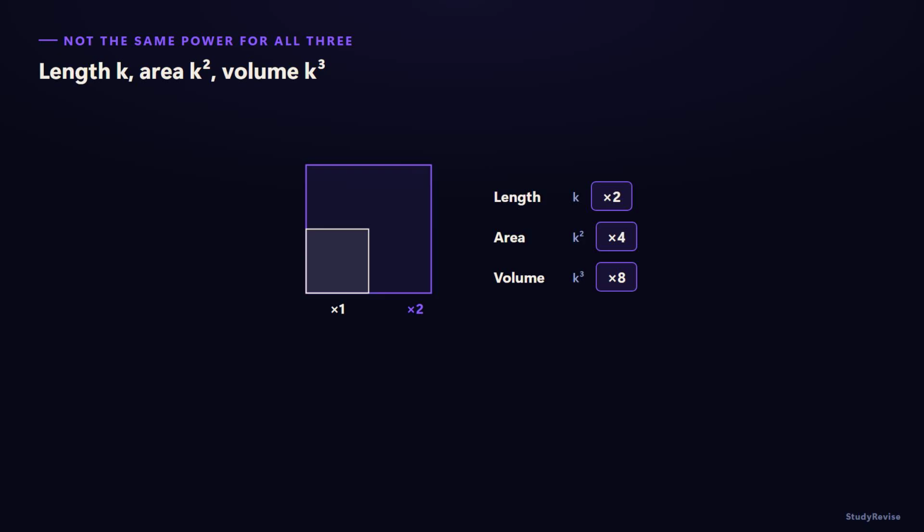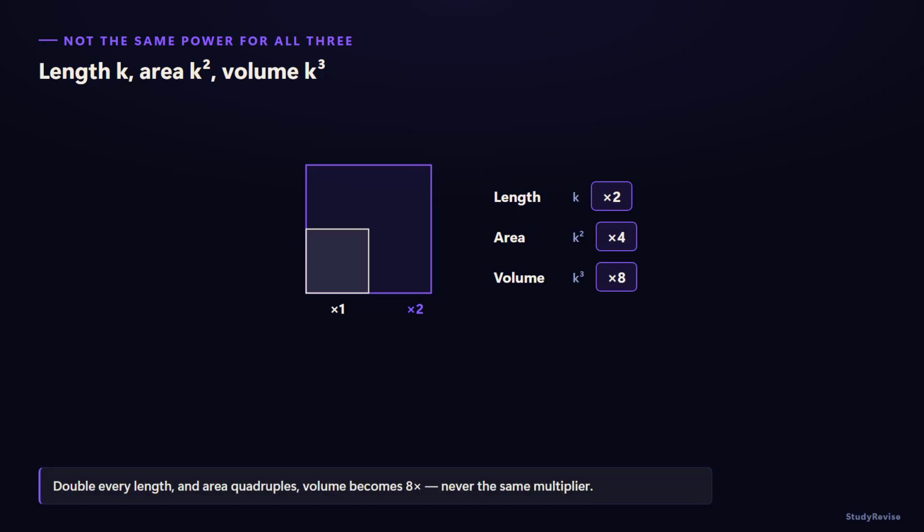Mixing these up or applying the length scale factor directly to an area or a volume is the single most common error on this topic, and the relationship holds in reverse too. Given a volume ratio, take the cube root to recover the length ratio rather than trying to reconstruct actual measurements from scratch.